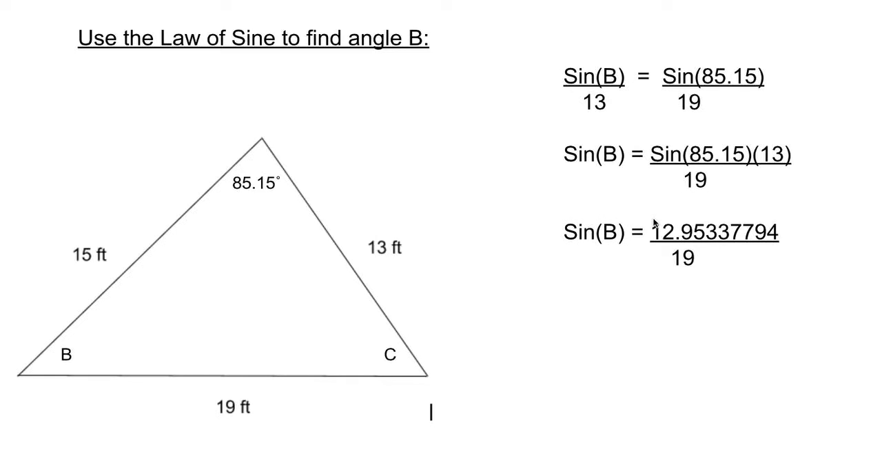When we work that out, it's going to give us the sine of angle B equals 12.95337794 divided by 19. Now we're going to take the inverse sine of that, the inverse sine of 12.95337794 divided by 19 equals the angle B, and angle B equals 42.98. So, using the law of sines, we could find our angle B after we derived our angle A.